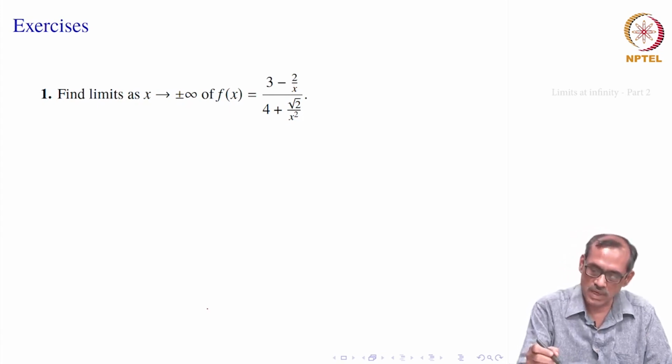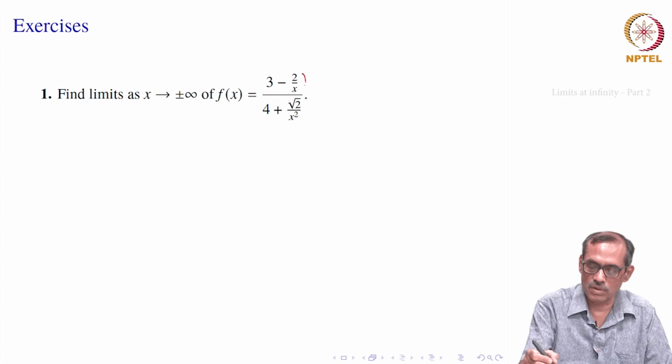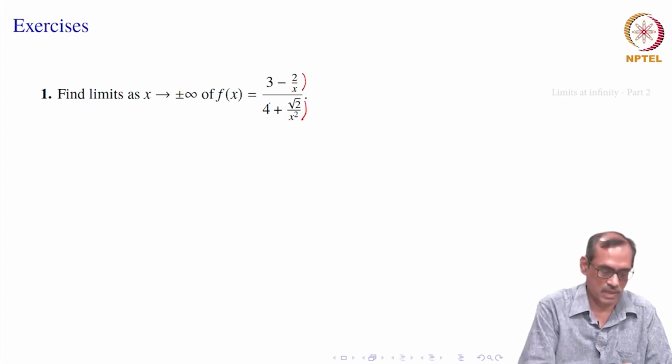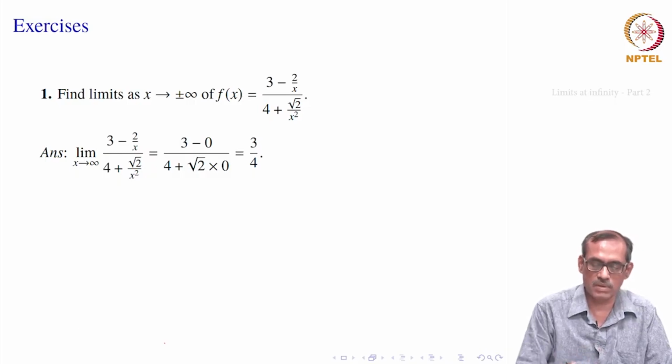So, as you see intuitively, when x goes to infinity, 1 by x goes to 0. So, with the algebra of limits, all those algebra of limit laws hold also for limits at infinity. So, this factor becomes 0, this also becomes 0. So, finally, it should give 3 by 4, and that is what we write. Limit x goes to infinity (3 minus 2 by x) by (4 plus root 2 by x square), that gives you 3 by 4.